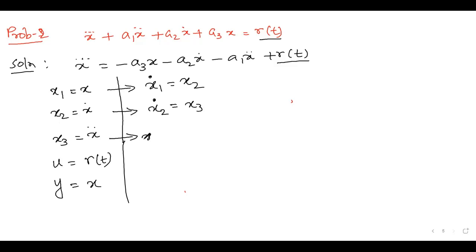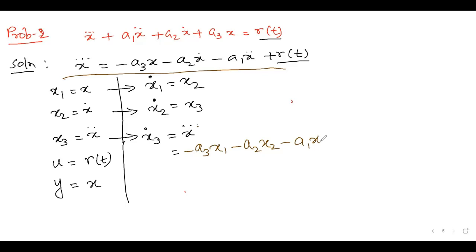Now what is x3 dot? It is x triple dot, and here we get the expression for x triple dot. Now put the value of x triple dot: x triple dot equal to minus A1 x double dot, minus A2 x dot, minus A3 x. So x3 dot is minus A3 x1 minus A2 x2 minus A1 x3 plus u. Is it clear? Now look, the third order equation has become 3 first order equations.